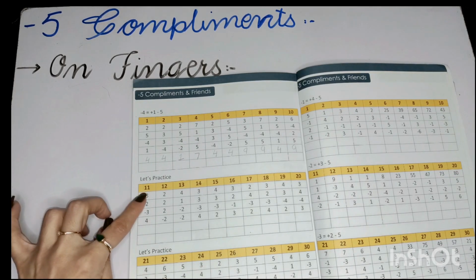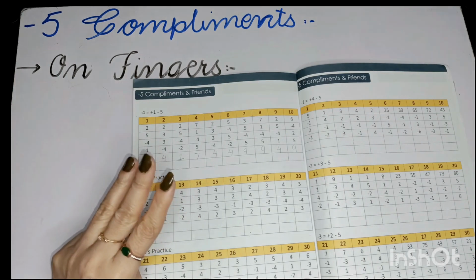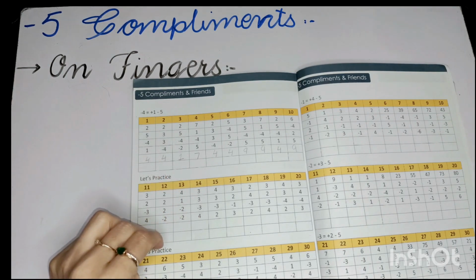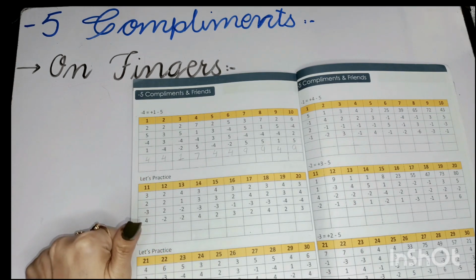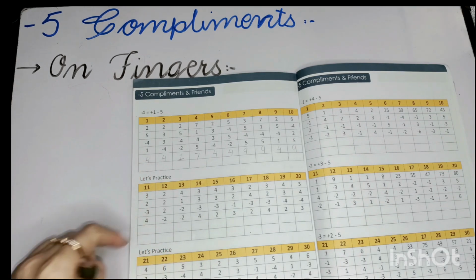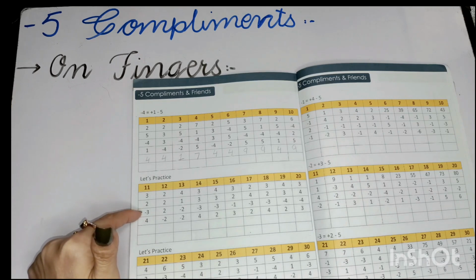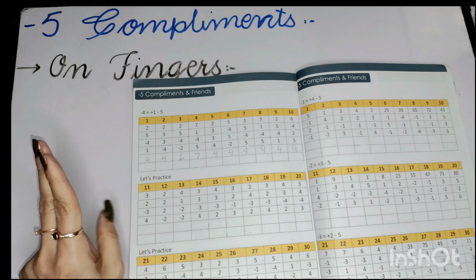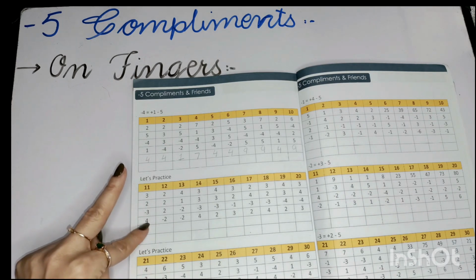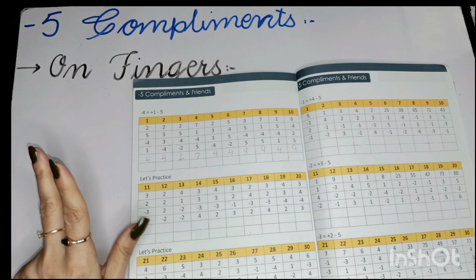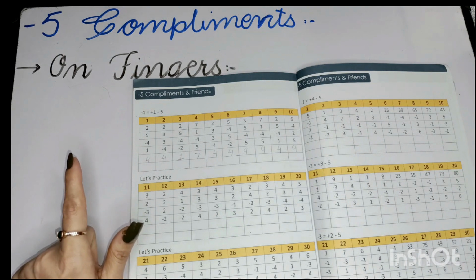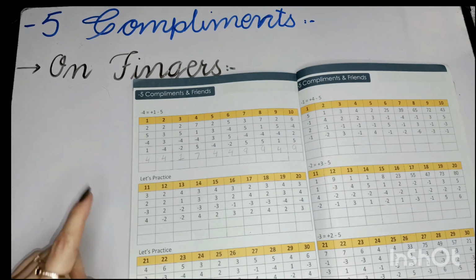Question number 1 is plus 3 plus 2. Plus 2 is the complement, plus 5 complement. So plus 5 minus 3. Okay, now minus 3 again. Minus 3 is the complement, minus 5 complement. Minus 3 plus 2 minus 5. Then plus 4 in this. Plus 4, how will you do? Plus 5 minus 1. So we got the answer 6.